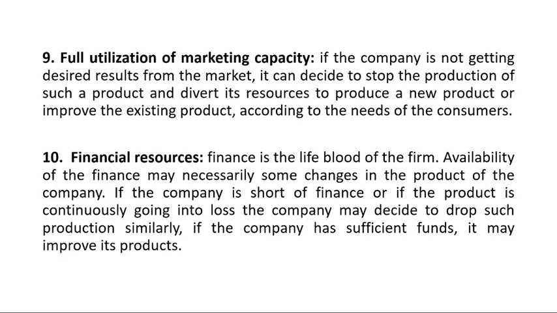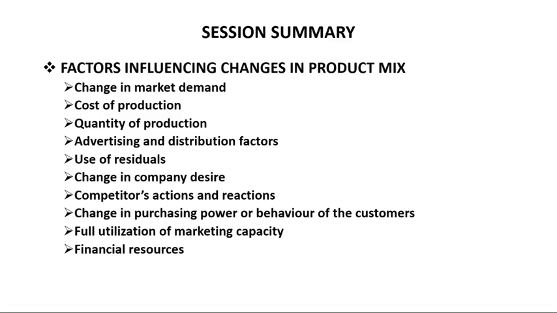So let us see a sum up of this session. That is, factors influencing changes in product mix. So what are the reasons that will lead to change in the product mix, that is, change in the product line, the kind of products that a company is producing? Change in the market demand. Whenever there is a demand change, the company will change the product. Then cost of production, that is, if it is very cheap to change the product or features, then definitely the company will think of changing its product.